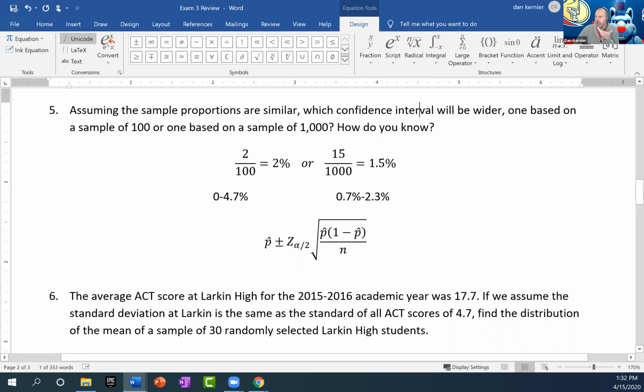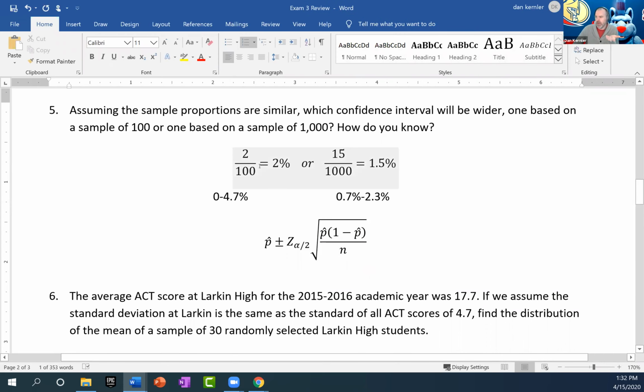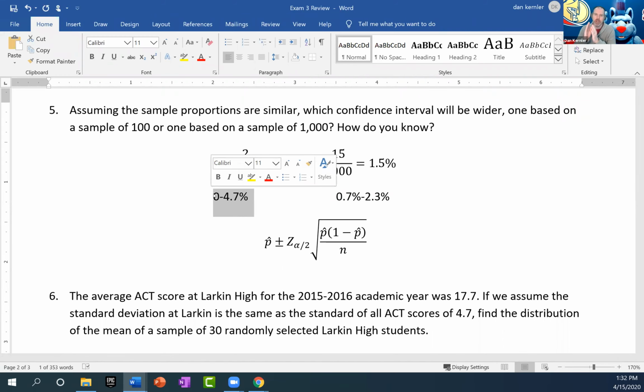So which interval will be wider? It would be the one that's 2 out of 100. That would be the wider one. Smaller sample, more uncertainty, so wider interval. Larger sample, more confidence, narrower interval. Good on that one, Daniel?